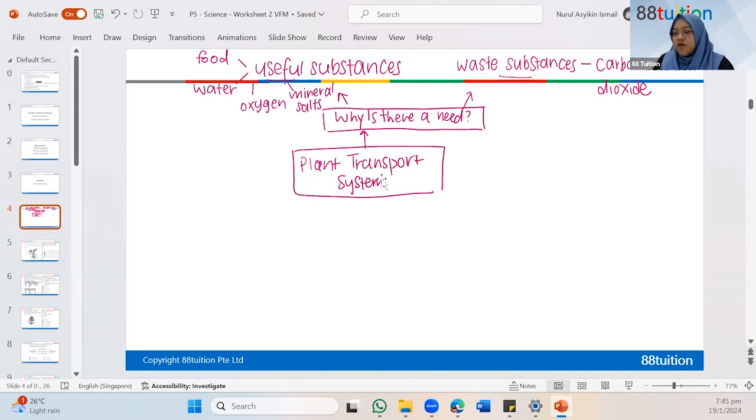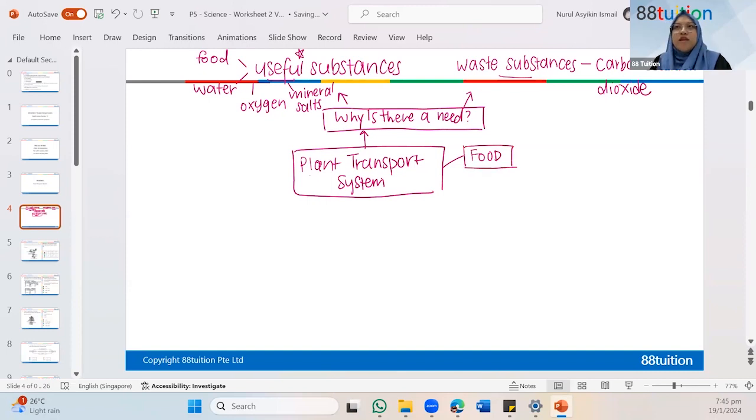Okay, so now we are going to go through the actual parts of a plant. I am going to do it this way. I'm going to focus on the useful substances only, right? Because our syllabus, what you learn in school also, you all learn about food and water transport first, mainly lah. Okay, so let's focus on that. So the one that I'm going to put here is food.